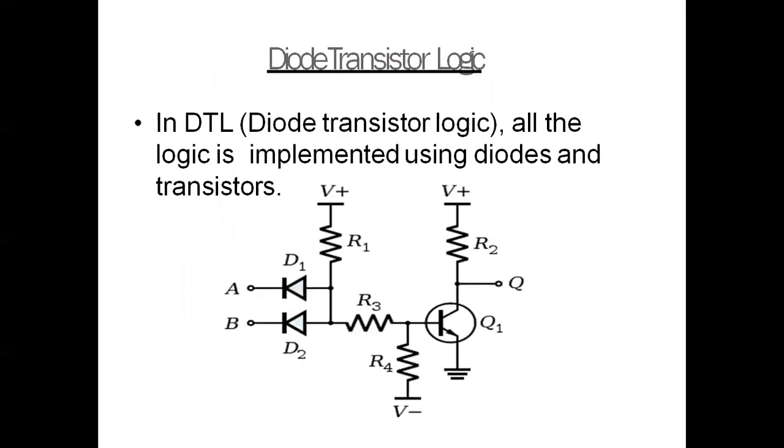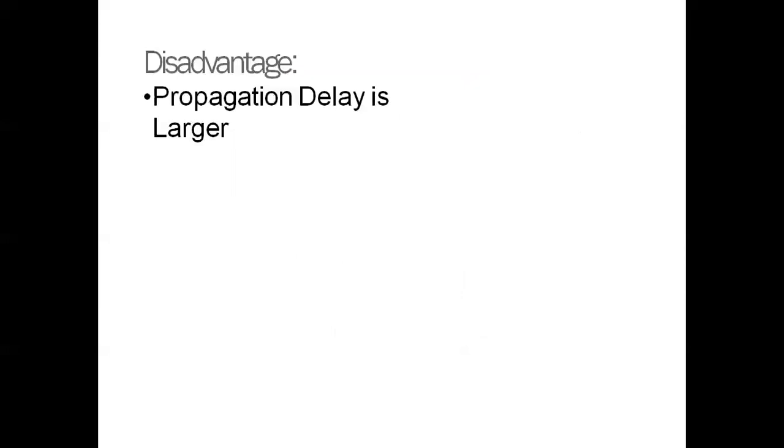Now next one, diode transistor logic, that is DTL. All the logic is implemented using diodes and transistors. Here we have seen the diagram, that is A, B, diodes D1, D2, resistors R1, R2, R3. One capacitor is there, one transistor is there, that is Q1. Now propagation delay is larger.